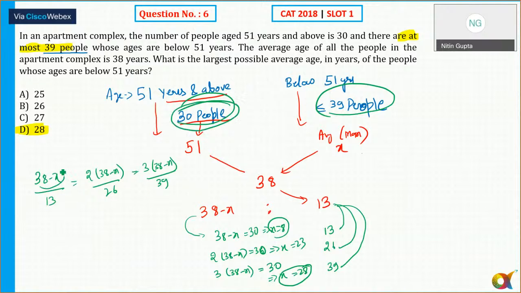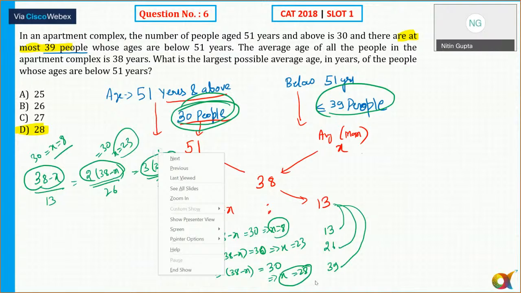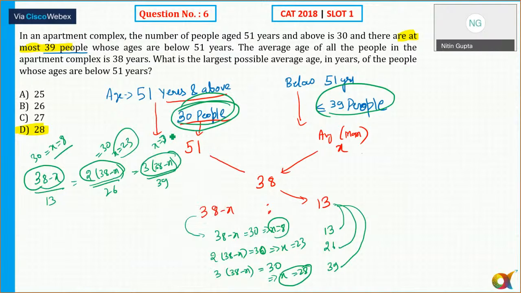So in this case, if I take 38 minus x equal to 30, then the value of x comes to 8. In this case, taking 30, x comes to 23. And in the third case, if it is 3 into 38 minus x, then the value of x comes to 28. Okay, so the values of x are 8, 23 and 28, but which one is the maximum? Because the question is talking about the largest possible average. I want the maximum value of x, so I think that is 28. So that's why the answer is 28. Now tell me if there are any doubts, guys.